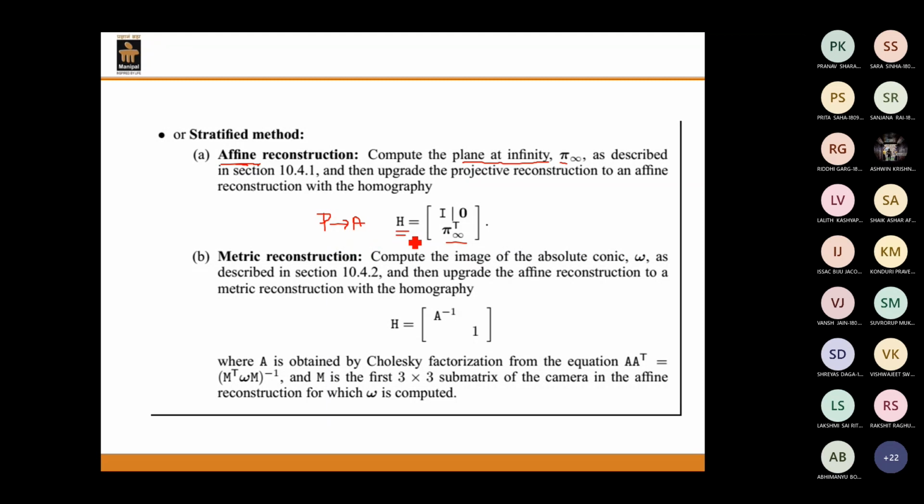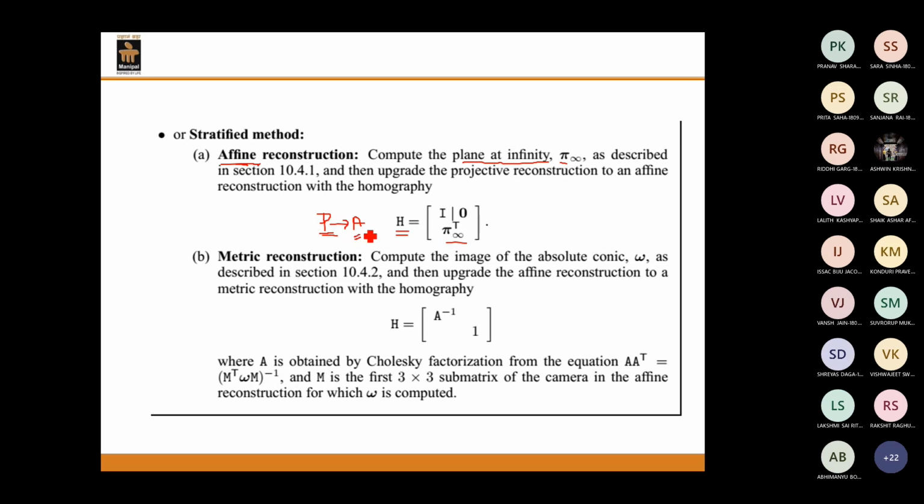Once you have calculated H, the transformation matrix from pi infinity, using this equation, on applying H to all the points in the reconstructed image in the projective space, what we get are the corresponding points in the affine space. Okay, so therefore we move from the projective space to the affine space.